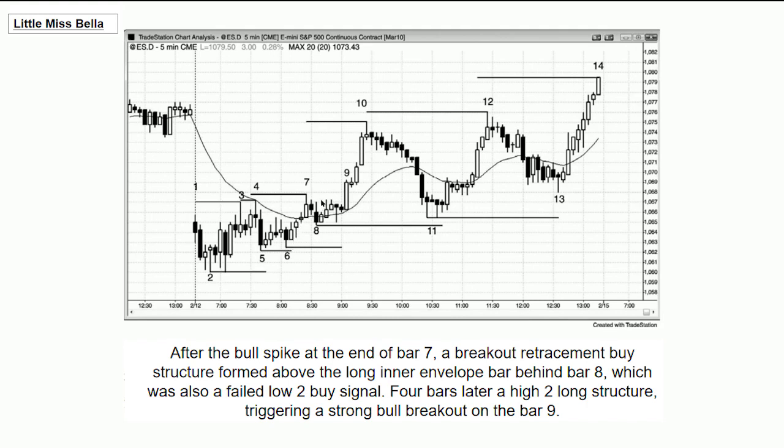K line 8 is a low 2. A low 2 forms from K line 5. What does it mean that low 2 fails? We see that K line 8 is triggering the entry of low 2.